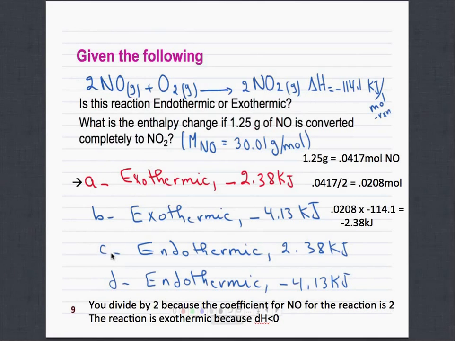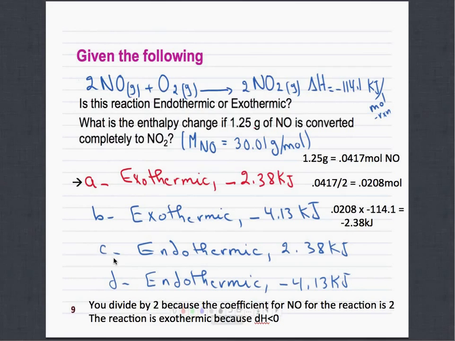Now let's do the calculation. It says, is this reaction endothermic? What is the enthalpy change if 1.25 gram of NO is completely converted to NO2? So I have minus 114.1 kilojoule per 1 mole reaction. For each 1 mole reaction, I have 2 NO, not 1. Okay, so I have 2 moles of NO.